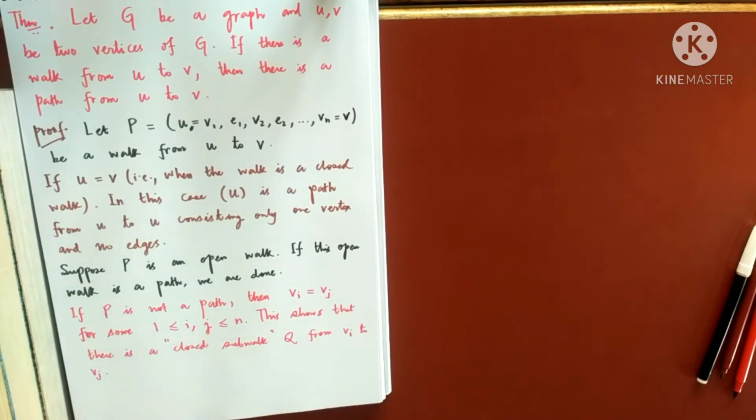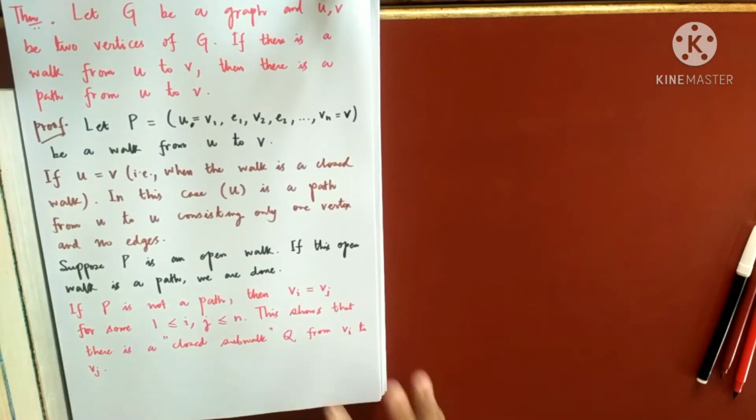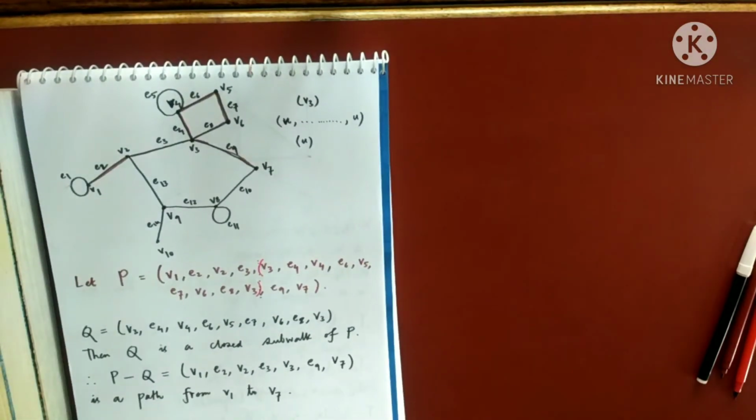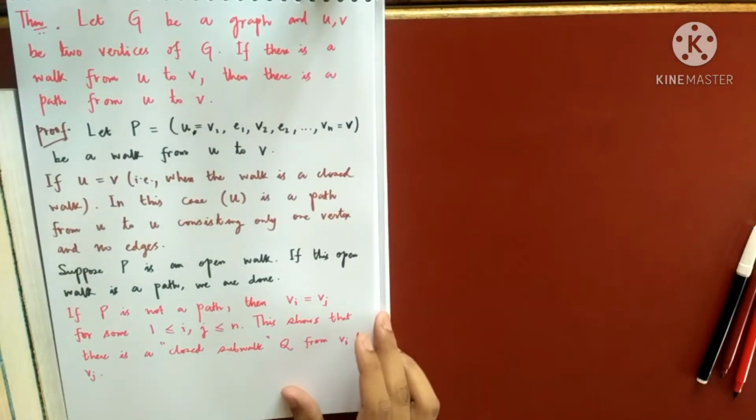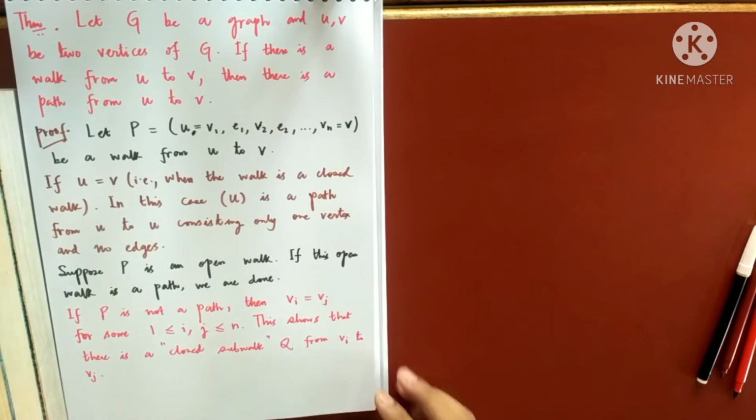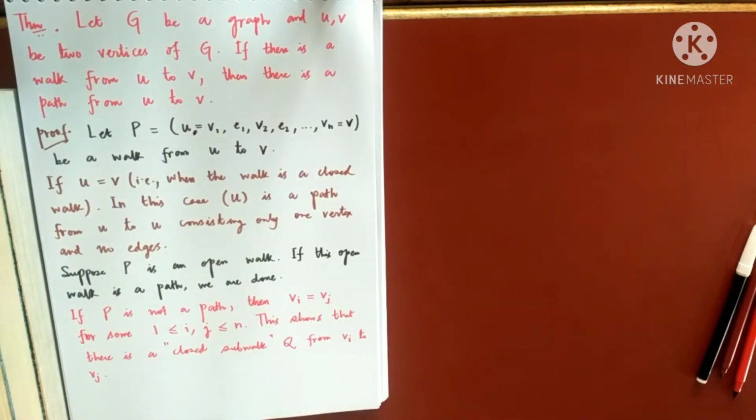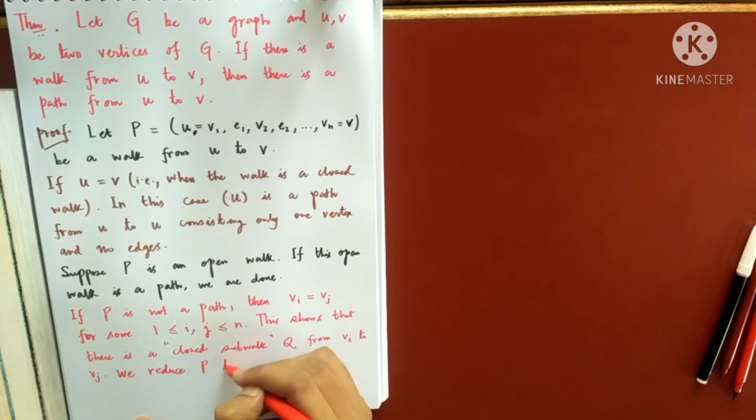I have already explained this part. Because these two vertices are repeated, just look here, I can guarantee you that this will be a closed subwalk of P. So there is a closed subwalk Q from Vi to Vj. Understood up to here? The proof is very simple. So whenever this happens, what I will do is remove Q. That means we reduce P to P minus Q. So now I have got a new walk without hampering anything. I have just removed that closed subwalk.